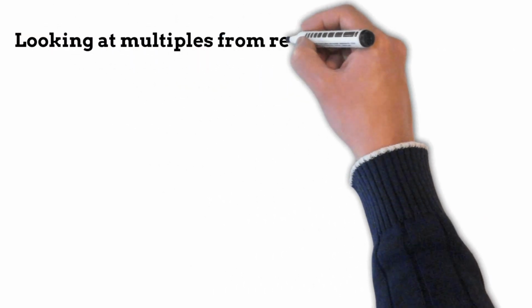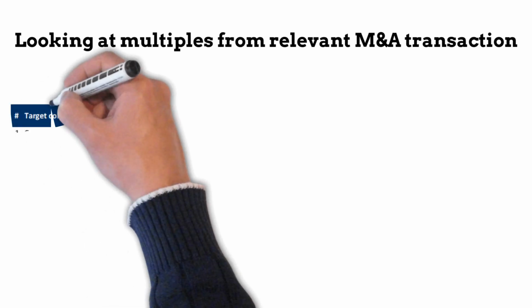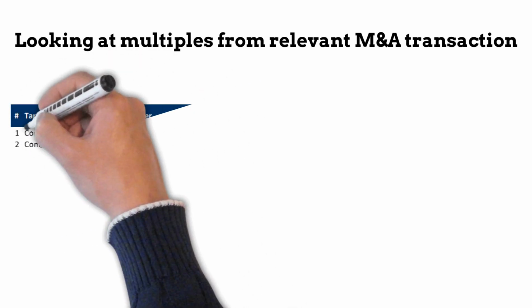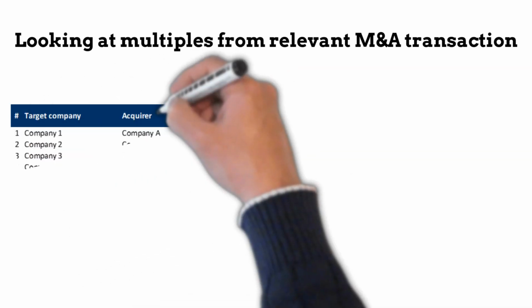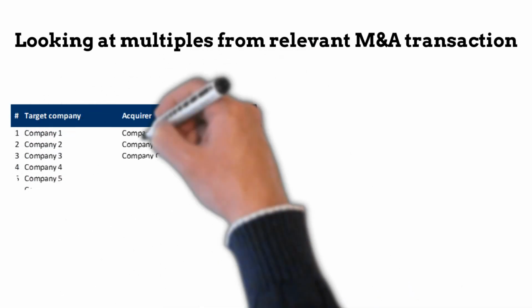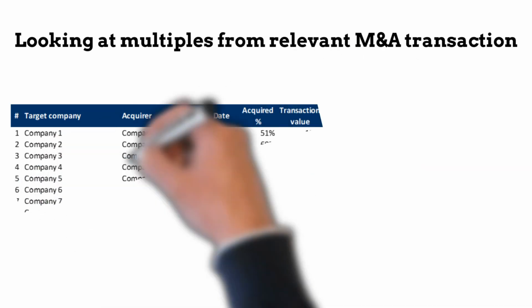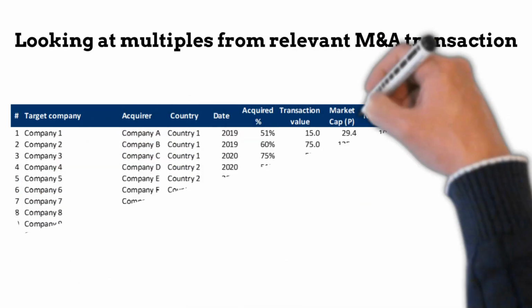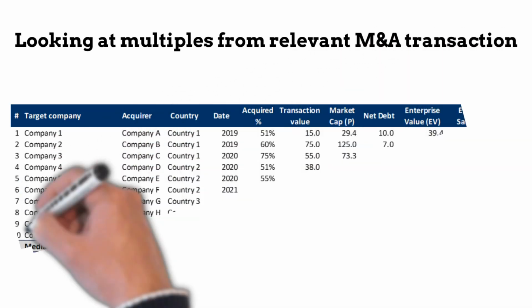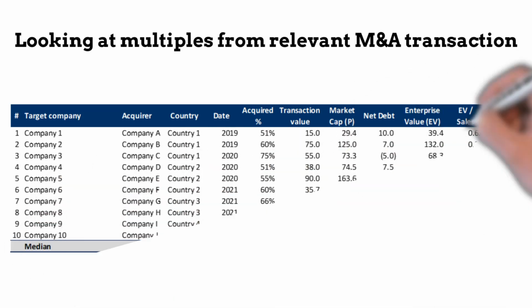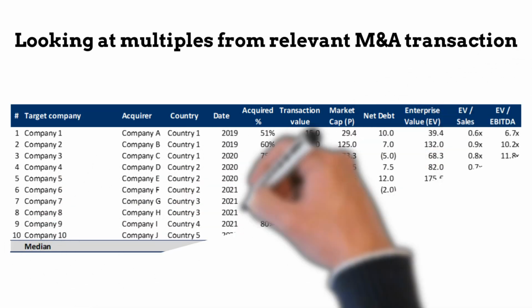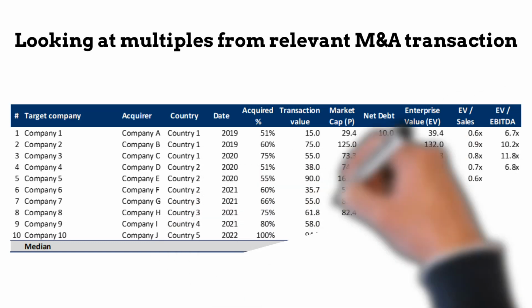Looking at multiples from relevant M&A transactions. This is the same logic, but instead of going to stock exchange, we are looking for recent M&A deals. Simply said, how companies are traded at stock exchanges is relevant for small volumes or stakes, while M&A transactions include controlling premium. This valuation method is very similar in nature.